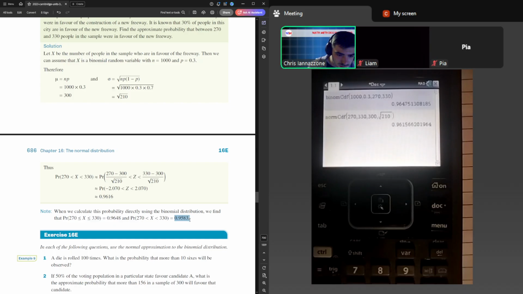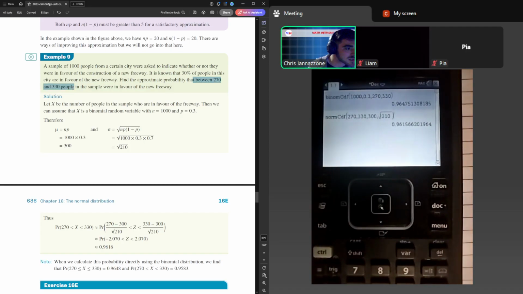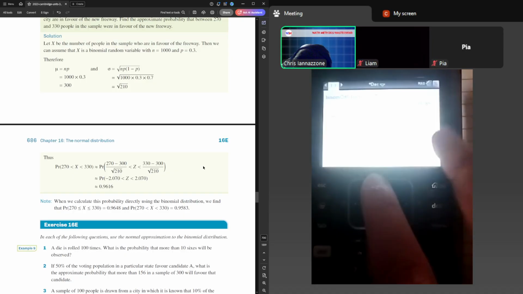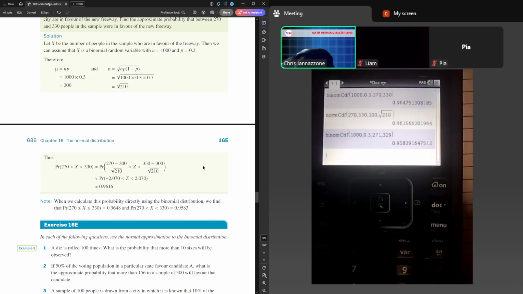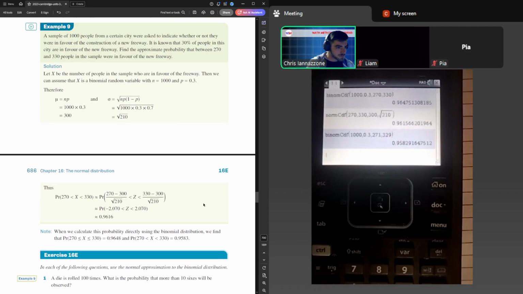Their CDF looks a bit different to mine. 270, 330. Oh, right, it's less than signs. Okay, that's why it's a little bit different. They wrote between as non-inclusive of 270 and 330. I didn't catch that. So I guess all I'd have to do is change this to be 329 and this one to be 71. 0.9582. Yeah, okay, that's better. So that one's not so bad.